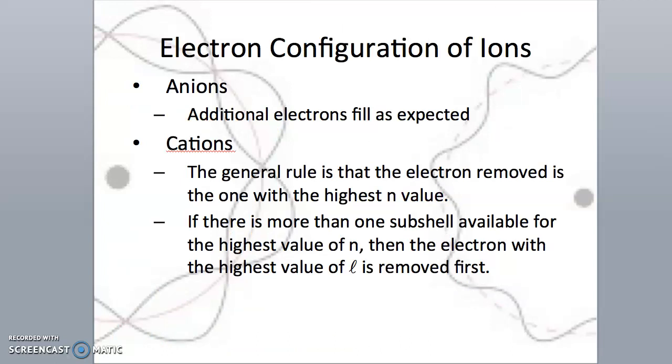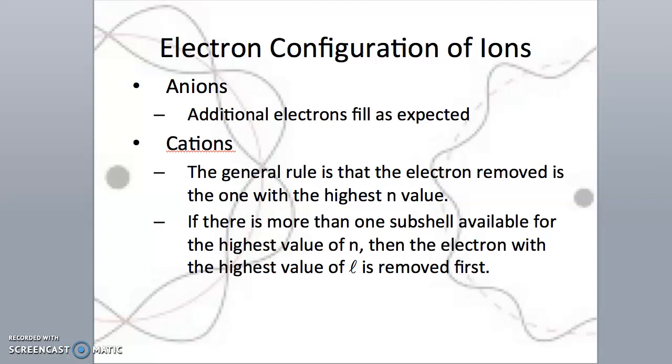We can also write electron configurations for ions, but first let's review ions. Ions are charged atoms, and they can be either negatively charged or positively charged. A neutral atom has the same number of electrons and protons. If a neutral atom gains an electron, it becomes a negative ion, or an anion. Likewise, losing electrons results in a positively charged cation.